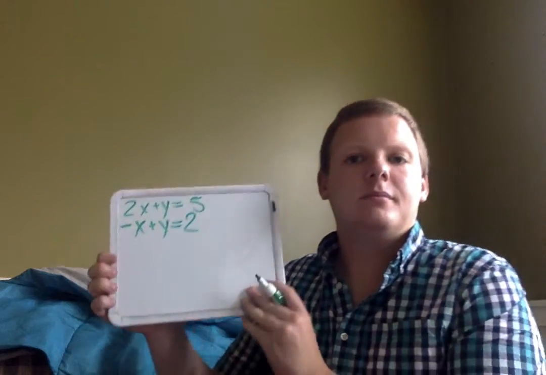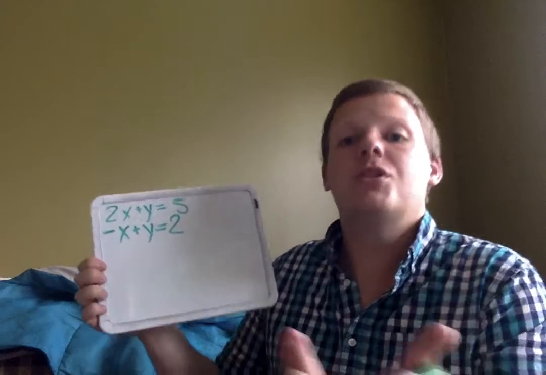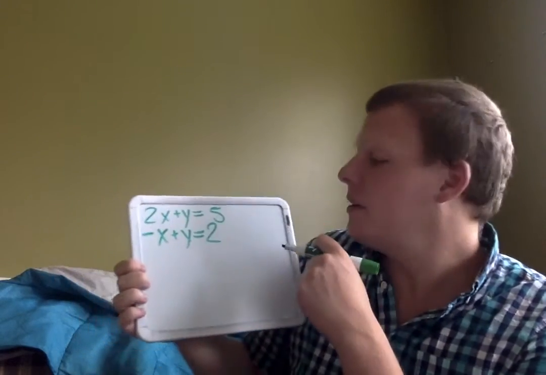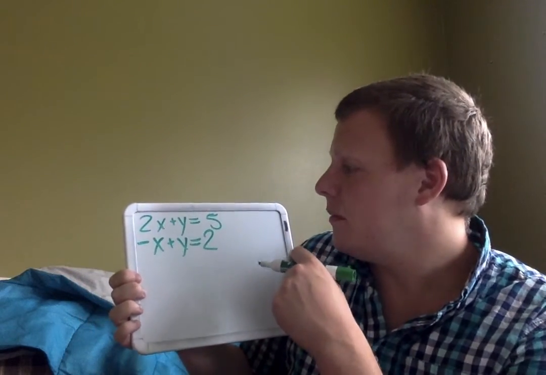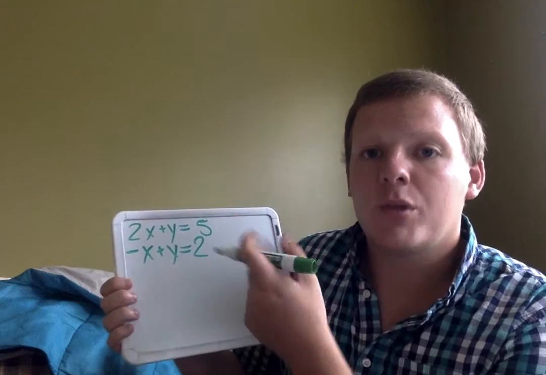Let's take a look at that. Let's go back to our system. 2x plus y equals 5, and minus x plus y equals 2. Which equation would you like to do first? Okay, we'll do the top one. Which one should we solve for?